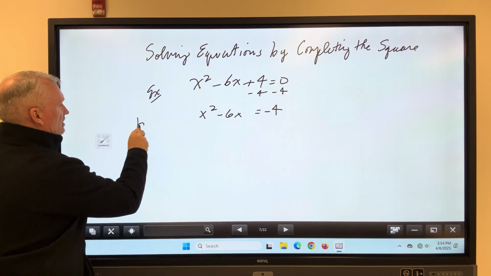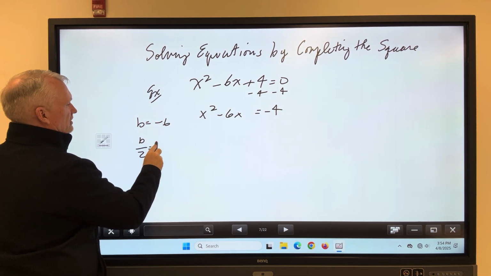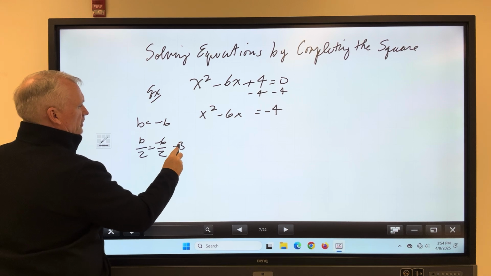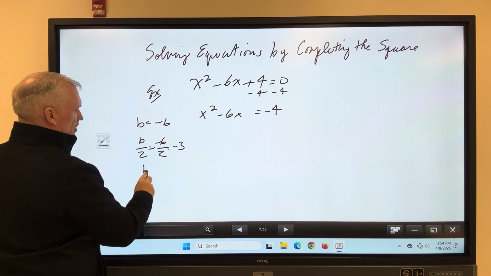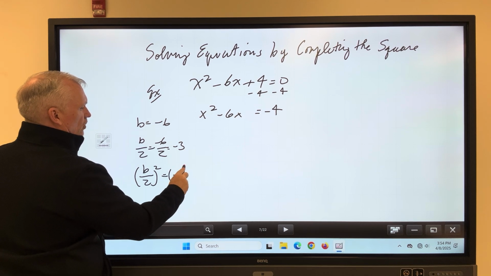So b is negative 6. b over 2 is negative 6 over 2, or negative 3. b over 2 squared is negative 3 squared, or 9.